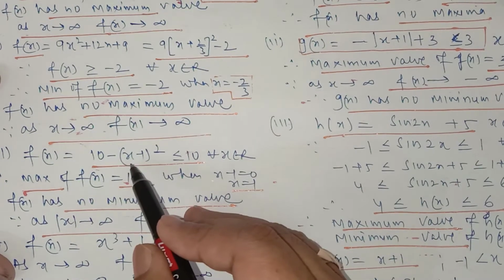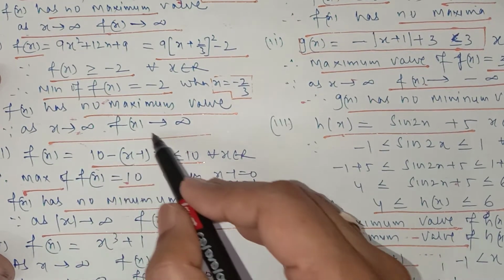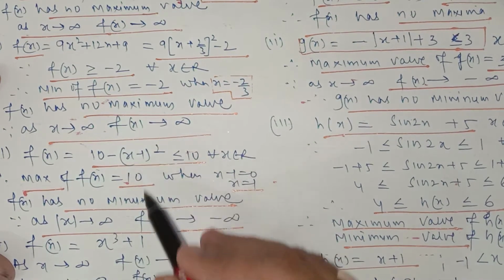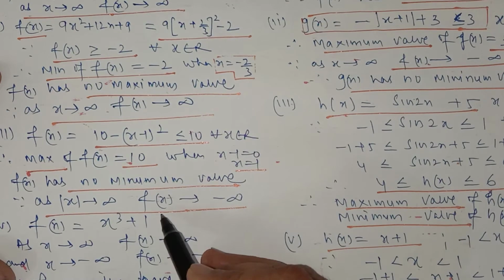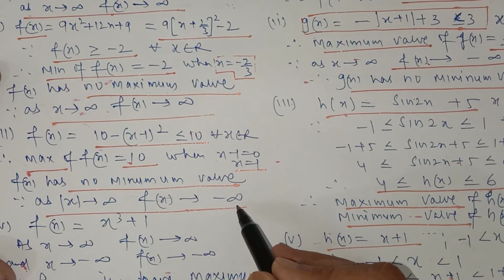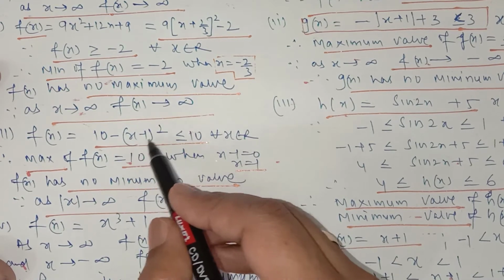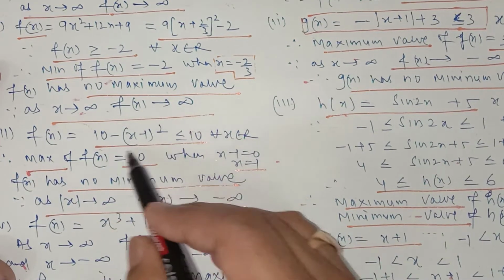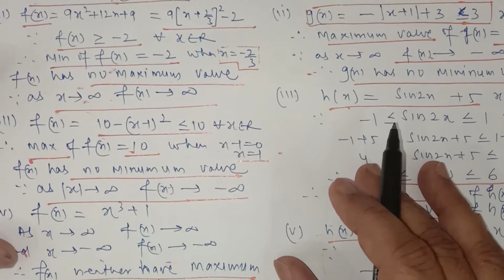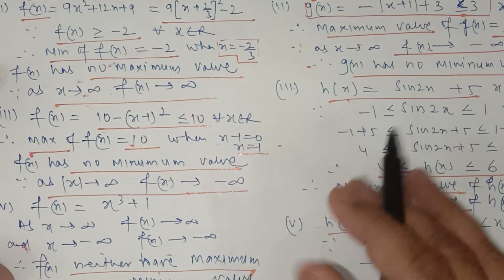As the value of x goes on increasing, this negative term goes on increasing and it will have no minimum value. As x goes to infinity, the value of the function goes to minus infinity. As the value of the term (x minus 1) whole square goes on increasing, the function becomes more and more negative. So it will have no minimum value or no minima.